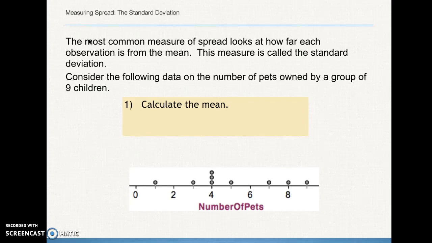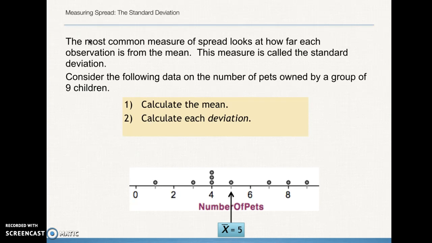So the first thing that we're going to do is find the mean of this data. Just remember, we're going to add up the numbers 1, 3, 4, 4, 4, 5, 7, 8, and 9, and then divide by 9 because we have 9 pieces of data. And then we're going to find the difference between the mean and each piece of data. Sometimes the mean is going to be higher, sometimes lower, but we're going to find how much the difference is from each individual piece of data to the mean.